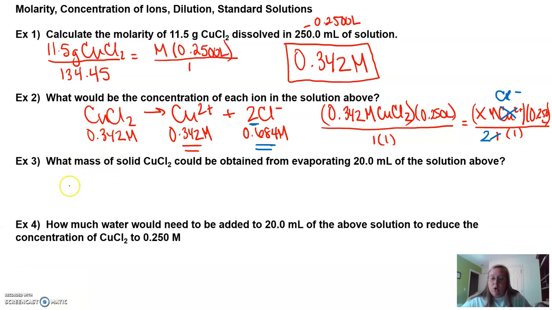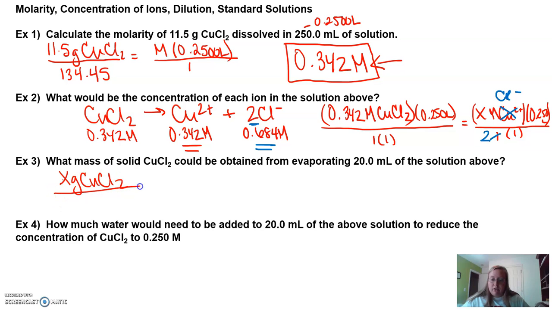All right, next one. What mass of solid copper chloride should be obtained from evaporating 20 milliliters of the solution above? So we're using this molarity that we've been solving, and we're trying to find mass. Remember, mass is always grams.